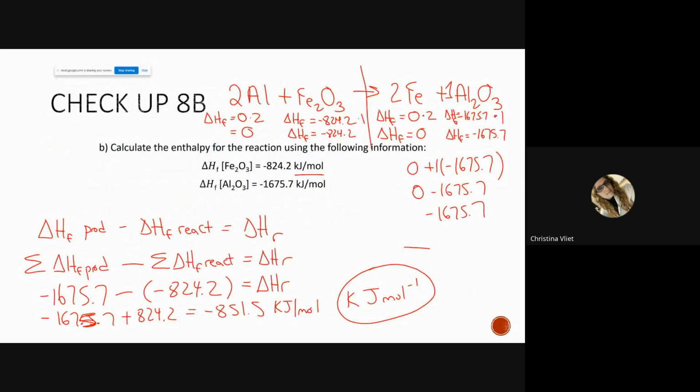But notice how it was presented to you here. KJ slash mole. You would see KJ mole minus 1. Like in the lab, you saw KJ mole minus 1, so you should answer in the way that they present to you. All right, ready for another one?